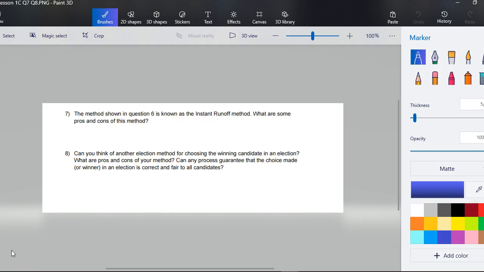Number 8 asks, can you think of another way of choosing the winning candidate in an election? And then what are the pros and cons of your method? Can the process guarantee that the winner in an election is correct and fair to all candidates? You can think nationally, you can think locally, paper, rock, scissors. You can think all sorts of things, but do spend some time on questions 7 and 8, finishing up lesson C.